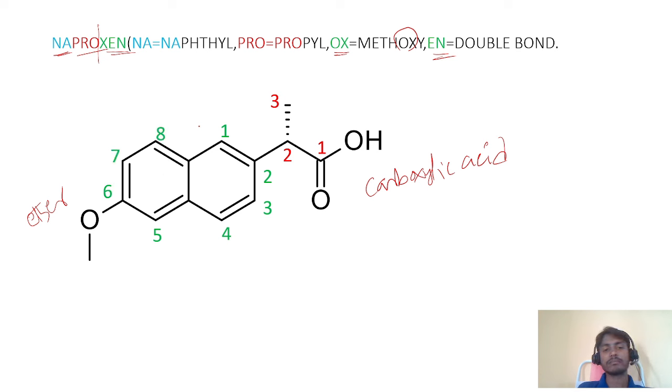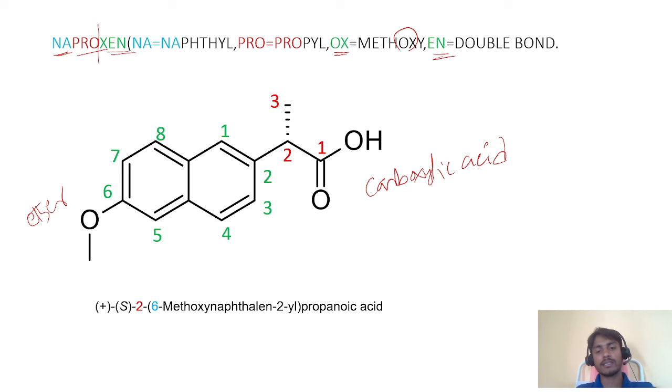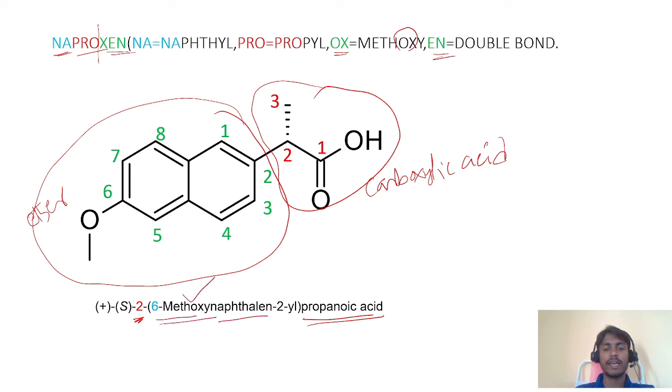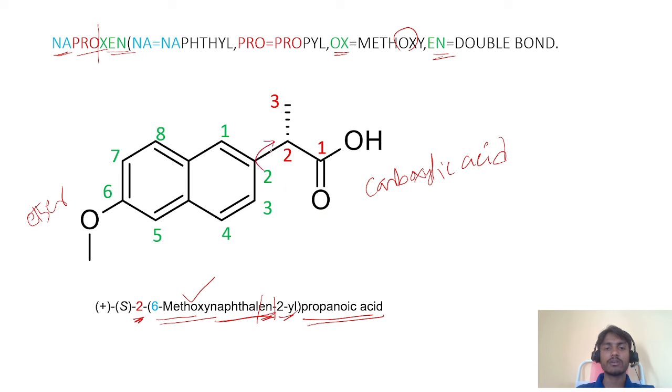So now the IUPAC nomenclature is propanoic acid. First we have identified propanoic acid. At second position, what is there? At second position, this entire substituent is there. What is that entire substituent? 6-methoxy. Sixth position, it contains methoxy. Naphthalene, naphthalen-2-yl. Second position of naphthalene is substituted to the propanoic acid, hence 2-yl. So this is the naproxen.